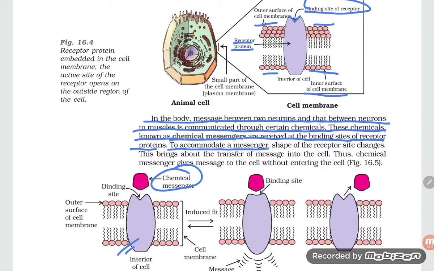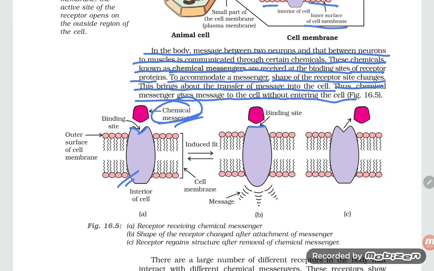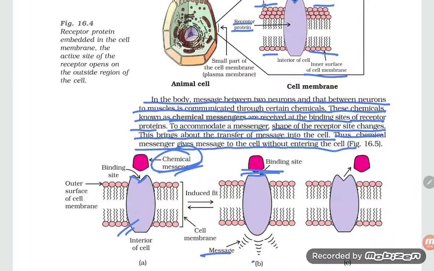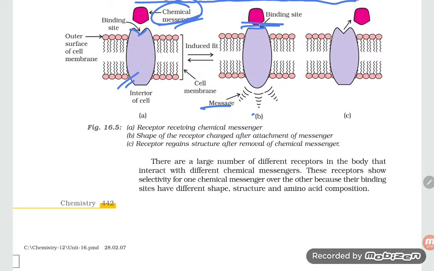To accommodate a messenger, the shape of the receptor site changes. This brings about the transfer of the message into the cell. So this chemical messenger transfers the message into the cell. Thus, the chemical messenger gives a message to the cell without entering the cell. It only binds with the sites and gives the message to the cell, through the receptors.